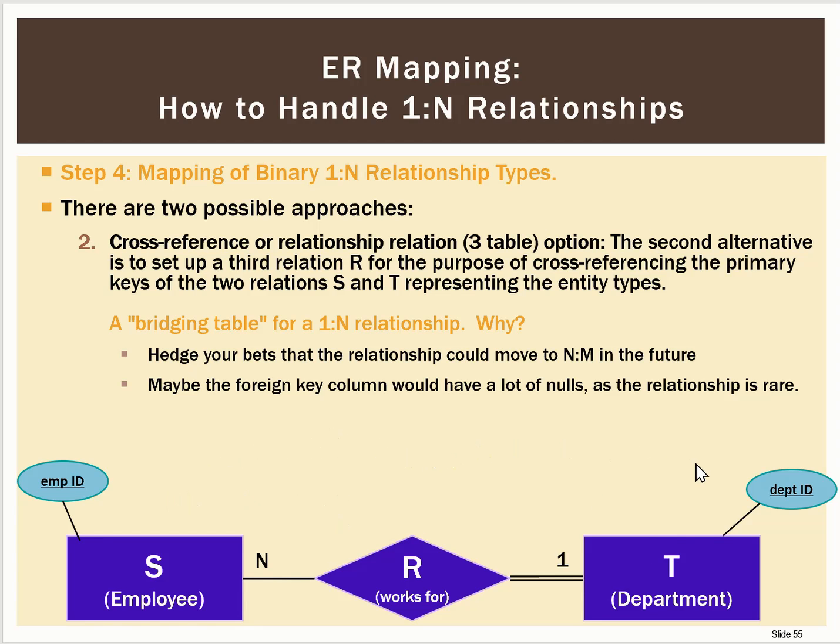So you may ask yourself, why would I ever want to choose this option? And this option is not the most common way to solve a one-to-n. But there are 2 reasons why we would want to do this. The first one is to hedge your bets. If you think this n-to-1 relationship in the future might move to a many-to-many relationship, then having the bridging table preserves your database structure. For example, let's say that you expect to hire some employees that will work part-time in one department and part-time in a different department.